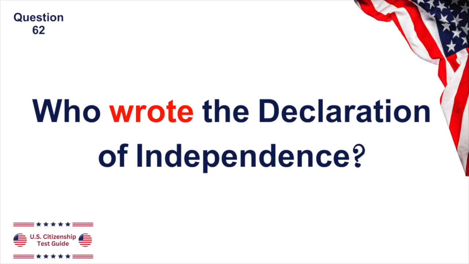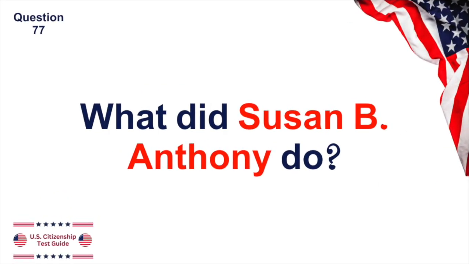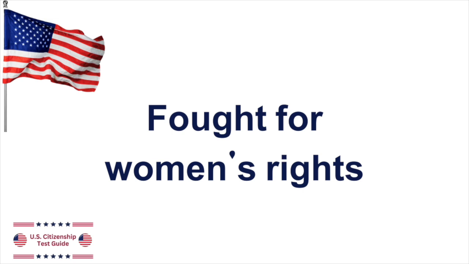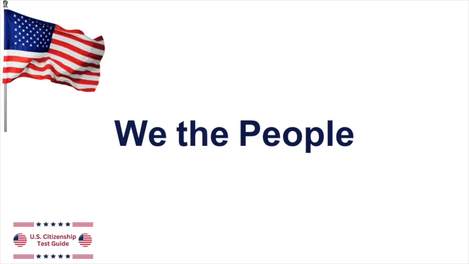Who wrote the Declaration of Independence? Thomas Jefferson. What did Susan B. Anthony do? Fought for women's rights. The idea of self-government is in the first 3 words of the Constitution. What are these words? We the people.